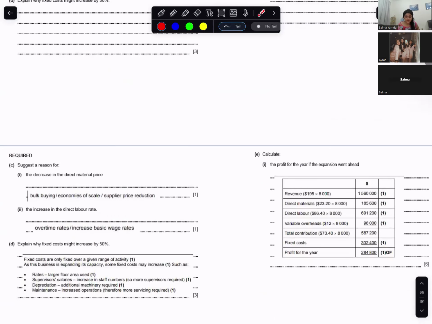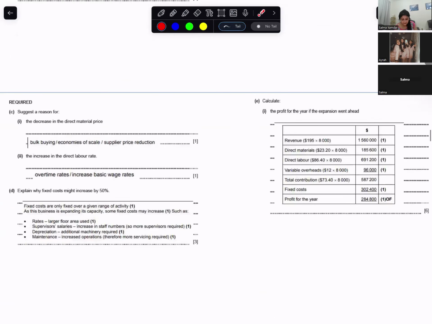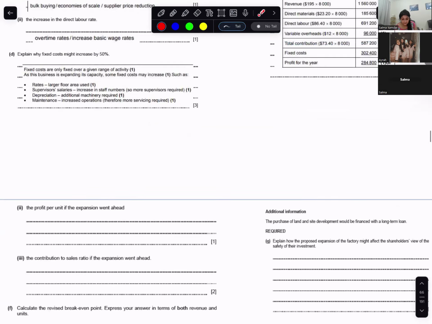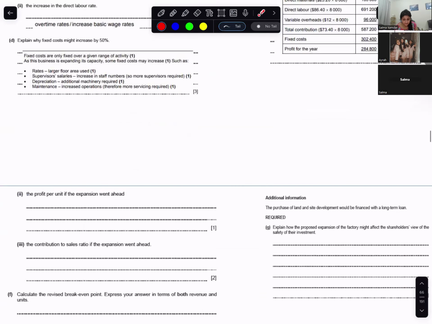Suggested reason for decrease in the direct material price: benefiting from economies of scale or receiving increase in direct discount. Direct labor, reason for increase in direct labor: overtime rates or increase in basic wages.